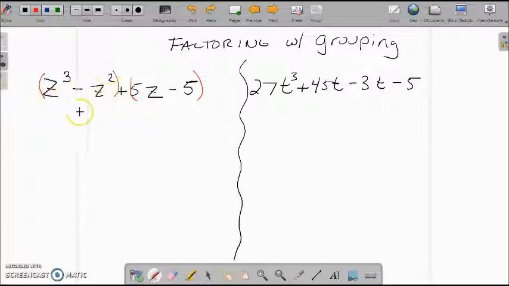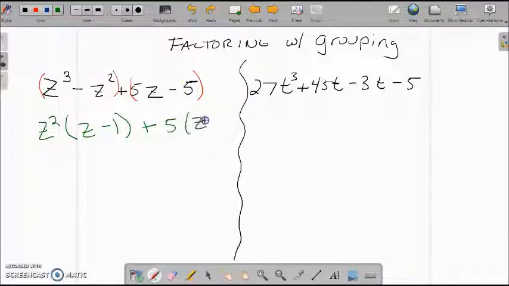If I'm only looking at this first grouping here, I'm just not going to look at this part at all for now. I'm only looking at z cubed minus z squared. I can factor out a z squared if I'm only looking at that, and I end up with z minus 1 and then my plus. And then if I'm only looking at 5z minus 5, I can factor out a 5, and then I'm left with z minus 1. So you'll notice that I could factor something if I only looked at this part alone and looked at this part alone, which you can do. I could factor out a z squared of the first part and a 5 from the second part.